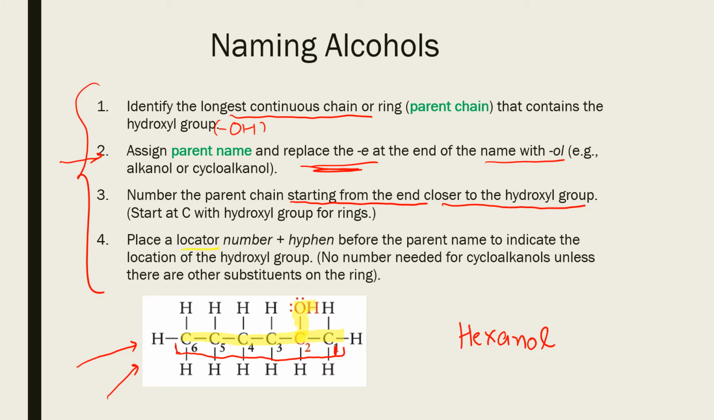And finally, we place the locator number at the beginning of the name, and we place a hyphen between the locator number and the name. So this locator number identifies the position of the OH group on the carbon chain. In this case, the OH group is located at number 2 carbon. So therefore, we will put number 2 and a hyphen. So the complete name of this alcohol is 2-hexanol.